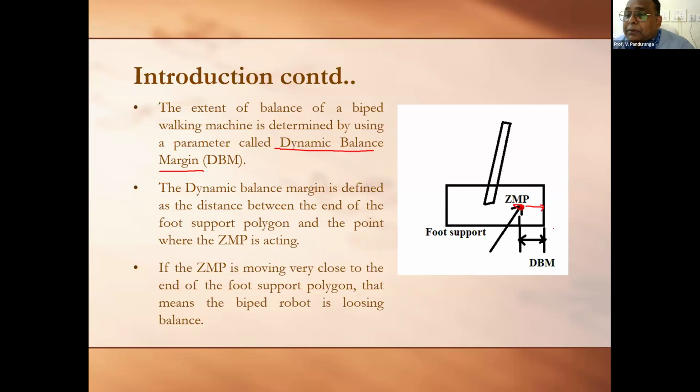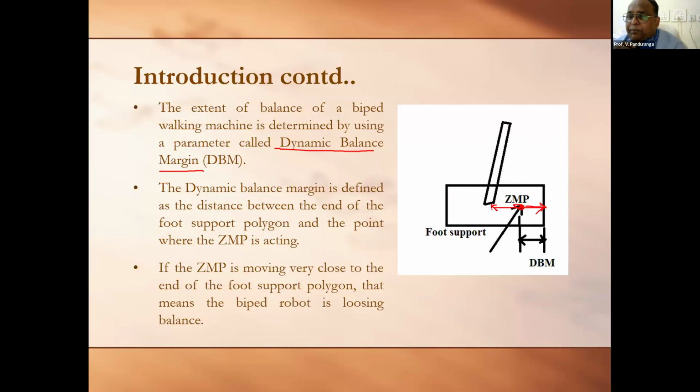For that, we have defined a parameter called the dynamic balance margin, which gives an indication of how dynamically balanced the gait is. It is defined as the distance between the point where the ZMP is acting and the end of the foot support polygon. If it is exactly at the center, the dynamic balance margin will be maximum and the robot is maintaining its maximum balance or stability. Whenever the point moves towards the end of the foot support polygon, we will be losing the balance. It is also true in the case of human beings.